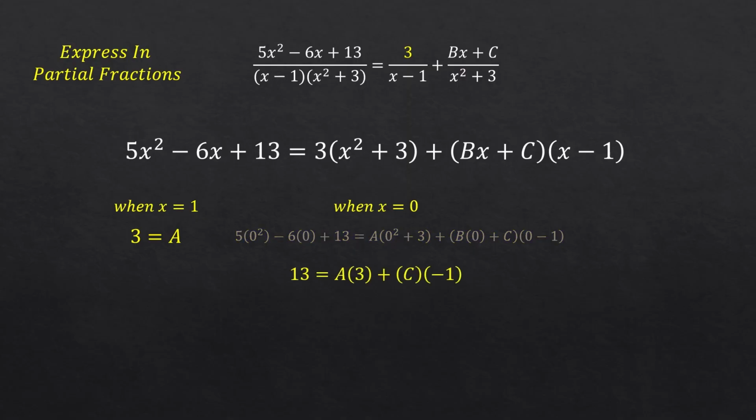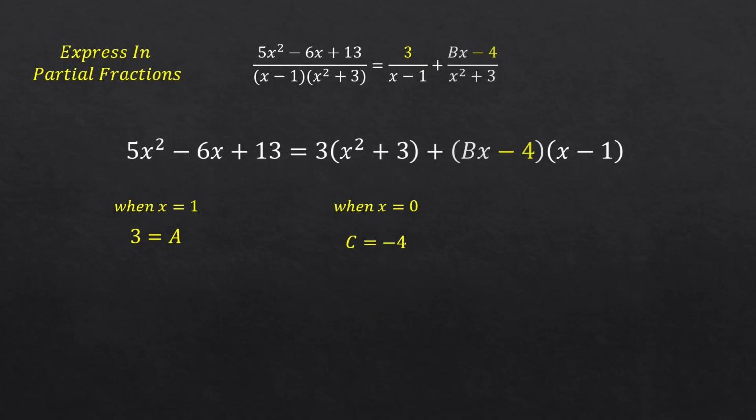Now let's try when x equals 0. Why? Because it will make the equation have only a and c variables. We already got the a value, so we can get the c value. C equals -4.